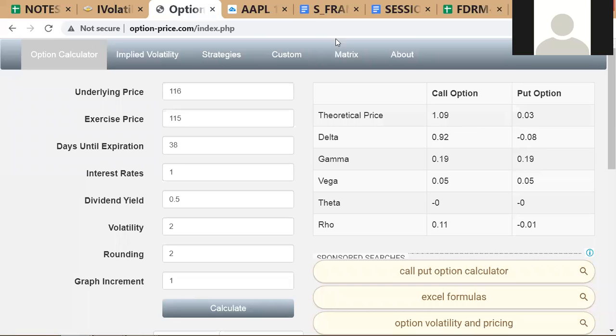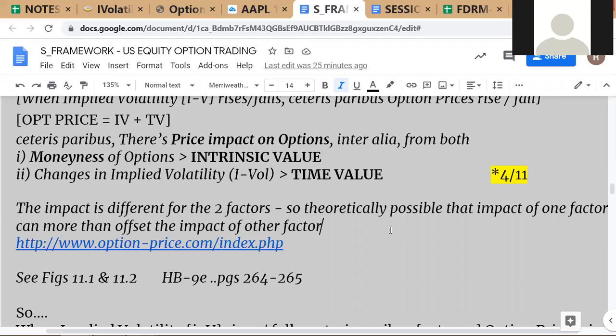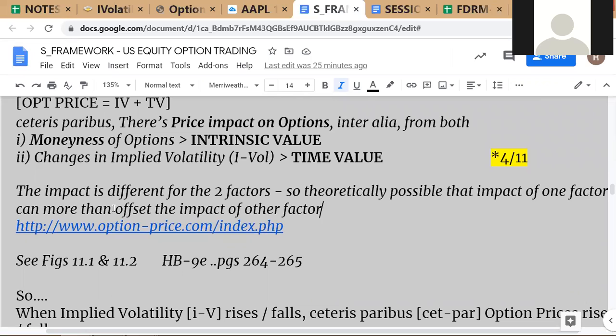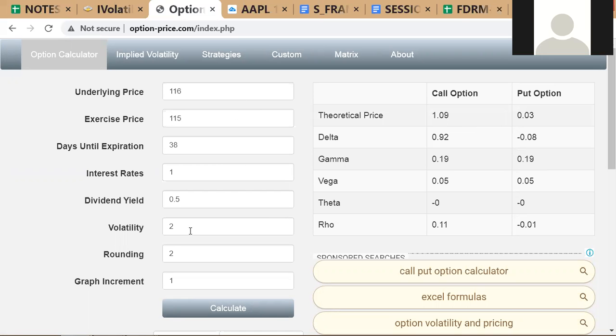So this is what I'm trying to show you here. This is the point, that the impact of one factor can more than offset the impact of the other factor. In the example I just showed you, the impact of the time value is so negative that it more than offsets the increase in the intrinsic value, the positive impact of the intrinsic value change. So intrinsic value goes up by $1, but still the drop in the volatility drags the price all the way down from 207 to 109. So this again shows you that the IV affects the time value of the option.